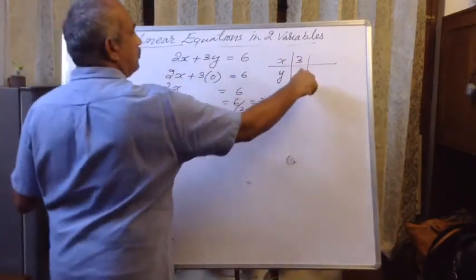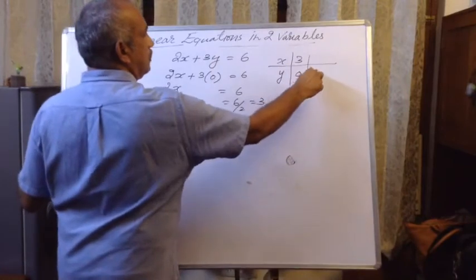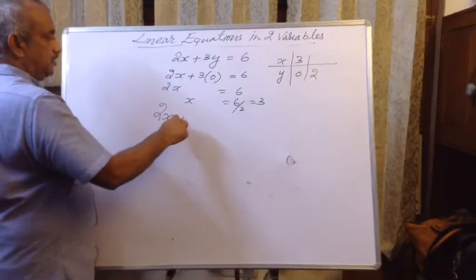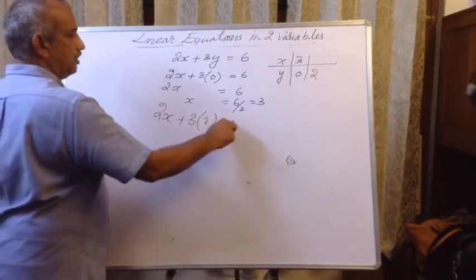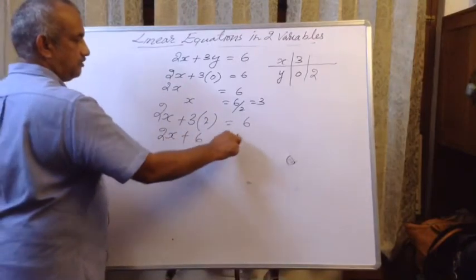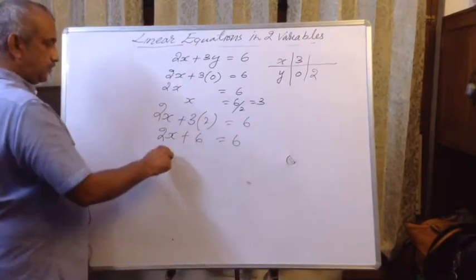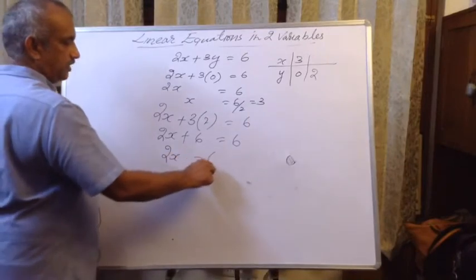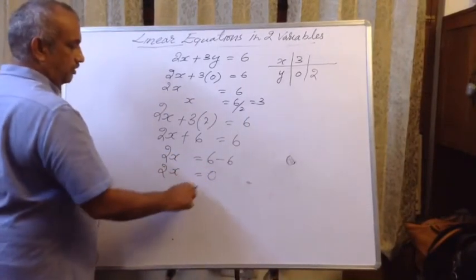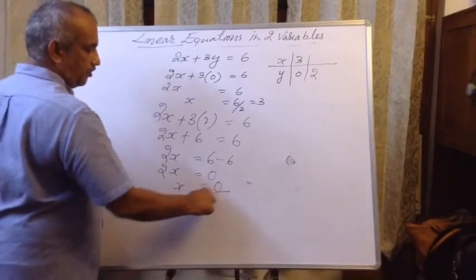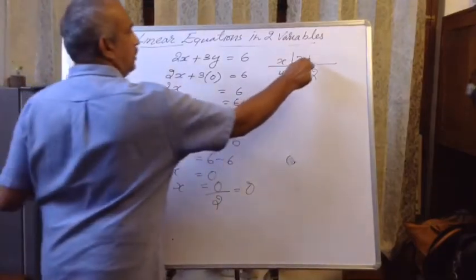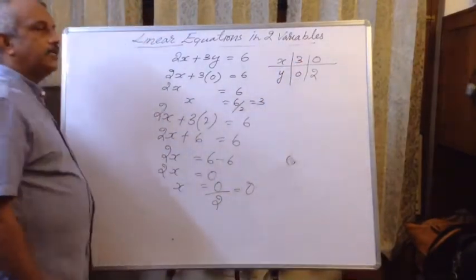Now I am going to put y is equal to 2. In the place of y I am putting 2. 2x plus 3 into 2 is equal to 6. 2x plus 6 is equal to 6. 2x is equal to 6 minus 6. 2x is equal to 0. x is equal to 0 upon 2, which is equal to 0. So x is equal to 0. Like this we are getting.